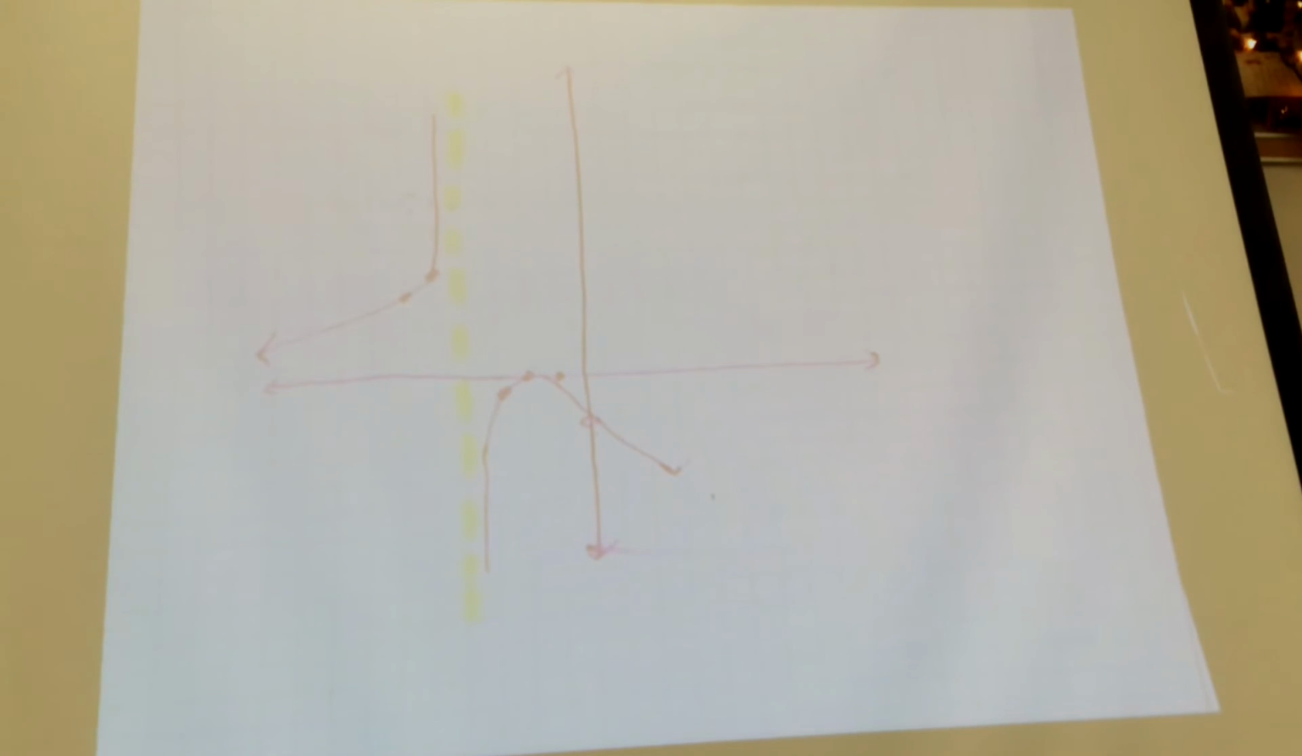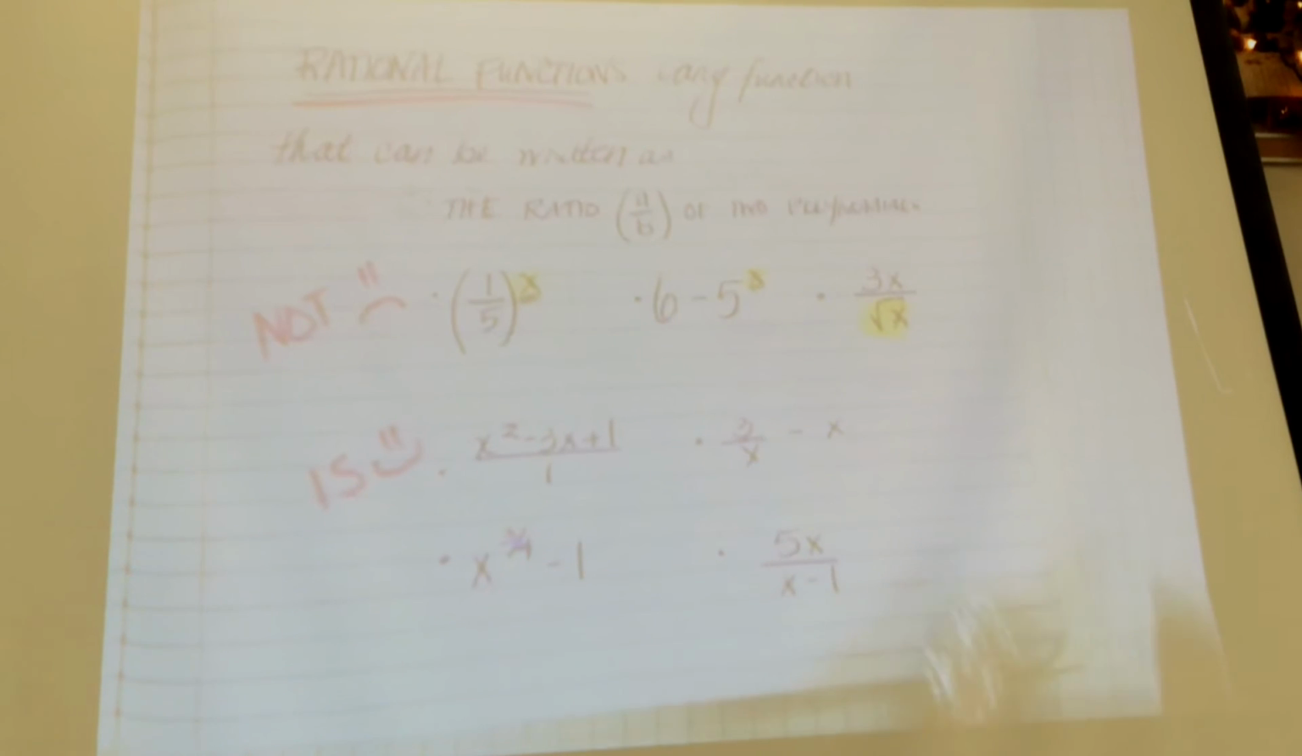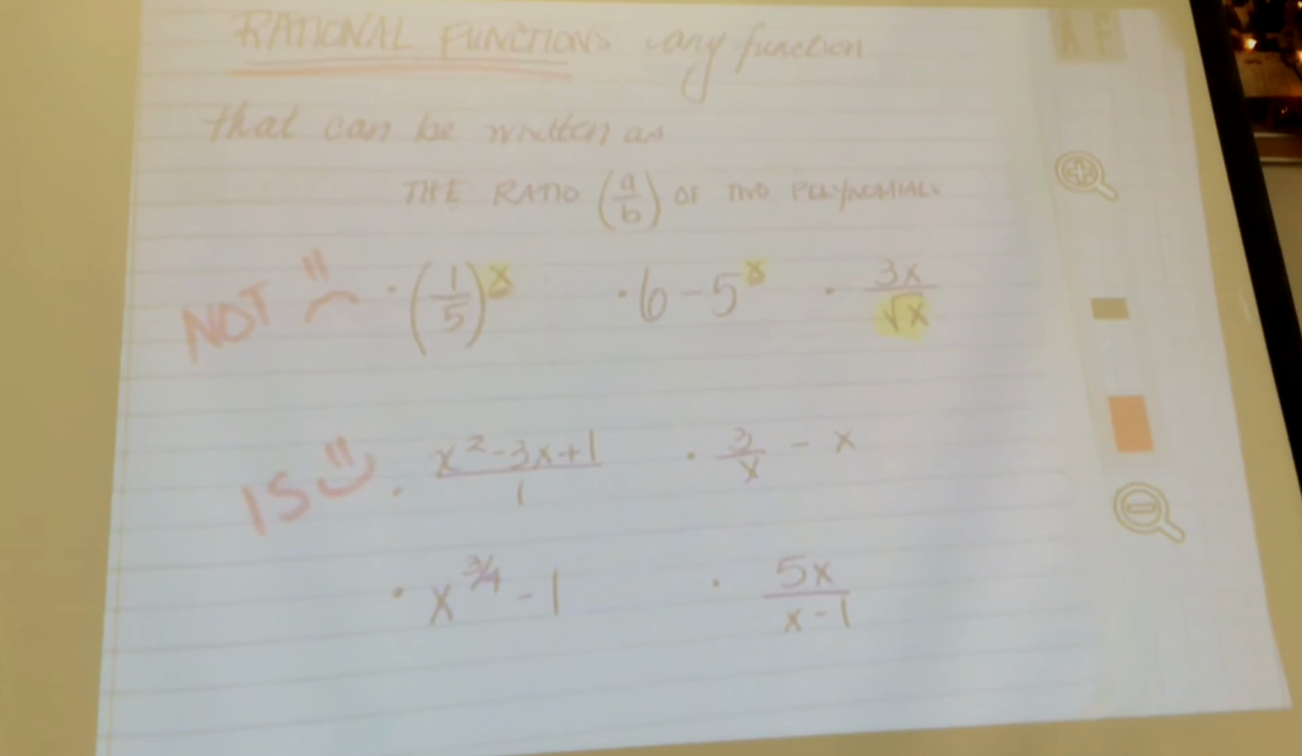All right. The second one I'm going to have you check on your own. I need you guys to copy this down because it's for tonight's homework. The definition of a rational function and what it is and what it is not. Turn off the lights for me, please. Just copy this down.